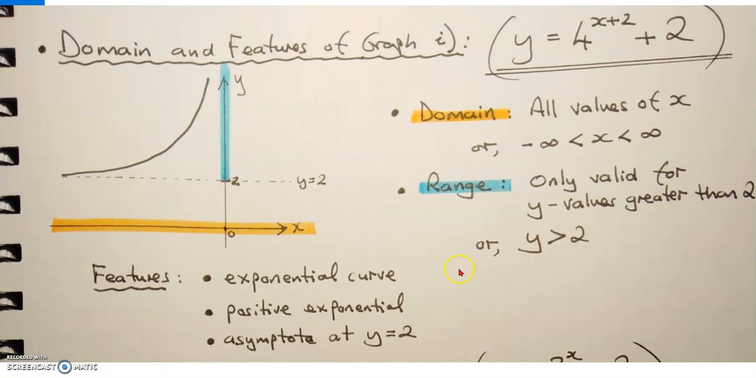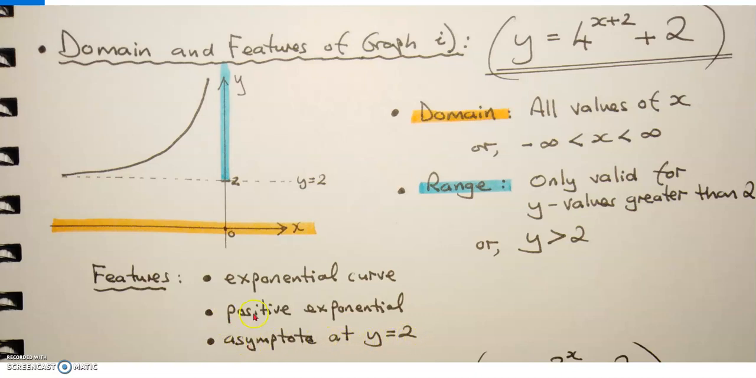Now the features. First thing you've got to do is name what the graph is. You wouldn't call it a parabola. You wouldn't call it a straight line. You would give it its proper name. It's an exponential curve. Furthermore, it is a positive exponential curve. Positive because as x becomes positive, so y becomes positive, increasingly so. And the third thing, which is extremely important, is to mention the equation of the asymptote.